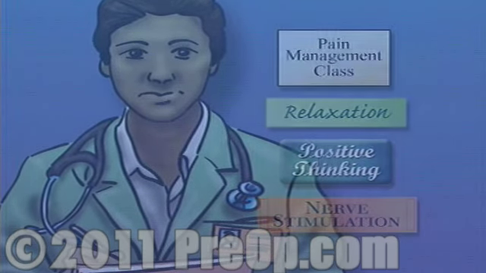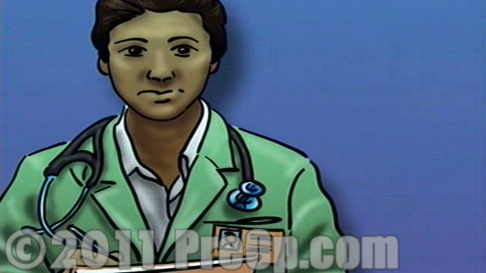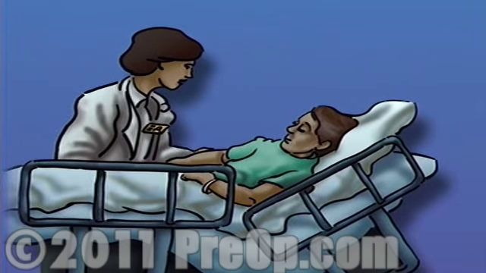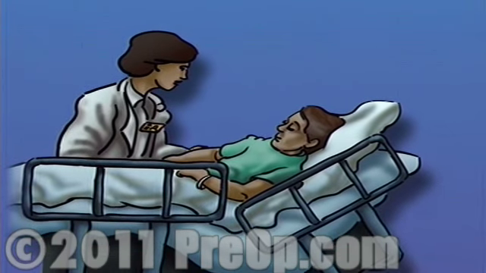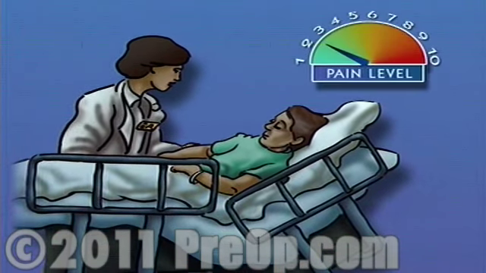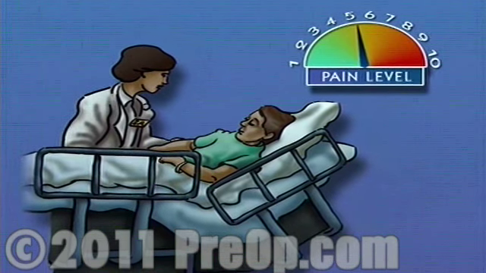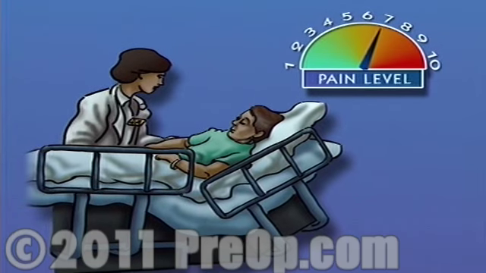Following surgery, make sure to let your nurse know right away how you're feeling and whether or not you are in any pain. Be specific and help them to measure your discomfort. If you're having trouble expressing yourself, try to rank what you're feeling on a scale from 1 to 10.